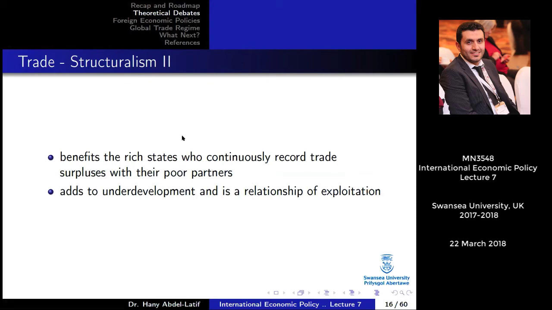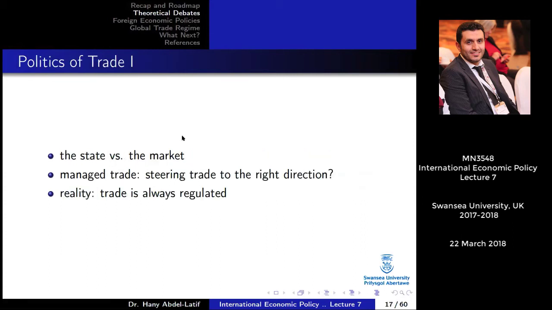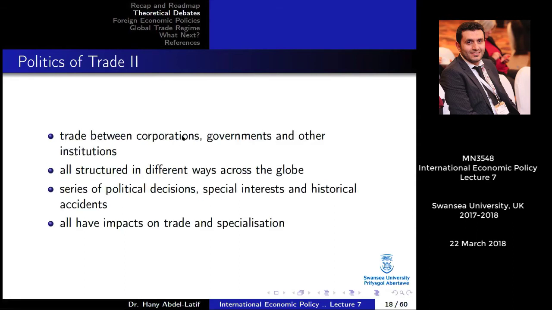And again, I'm just explaining what the structuralists would think, or how they would think of international trade. So this is the theoretical background. This is exactly what we've done so far related to trade specifically. But when you think about the politics of trade, you need to think about the state against the market, whether to manage trade or not, and what sort of policies to adopt in front of trade.